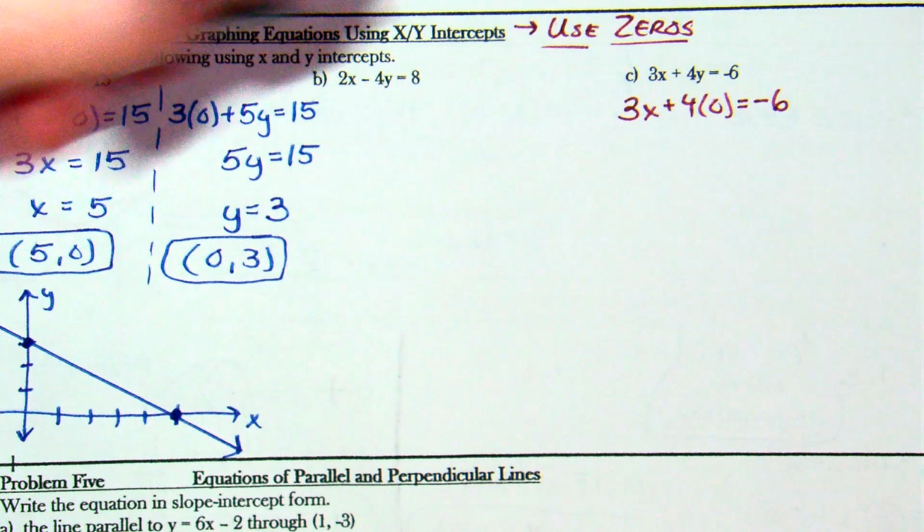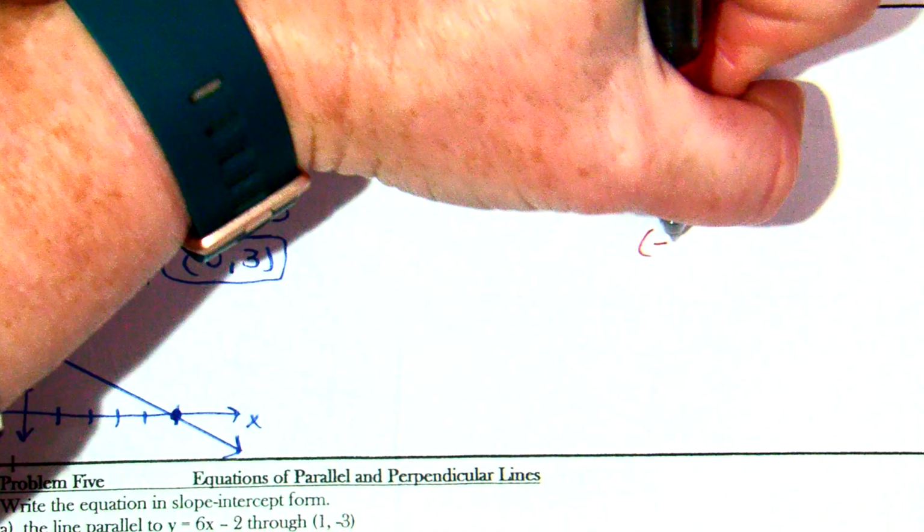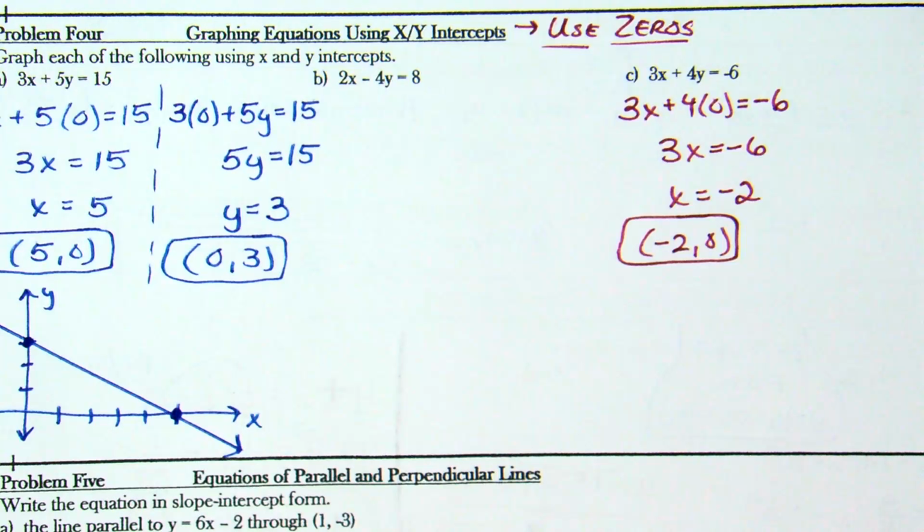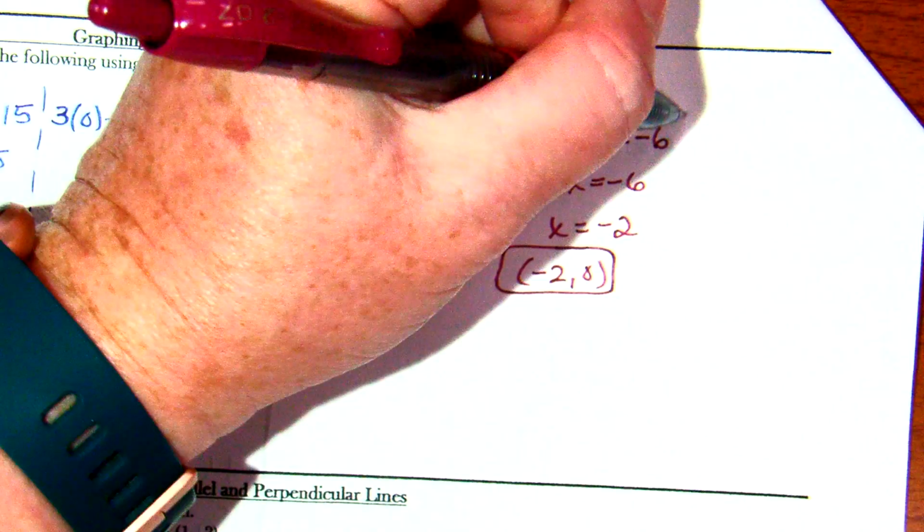How do I find my other intercept? Put 0 in for whichever one you haven't already done. So, 3 times 0 plus 4y equals negative 6. So 3 times 0 is gone. 4y equals negative 6. What do we have to do here?